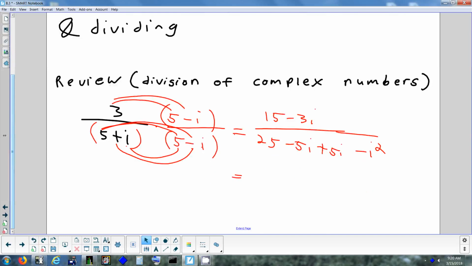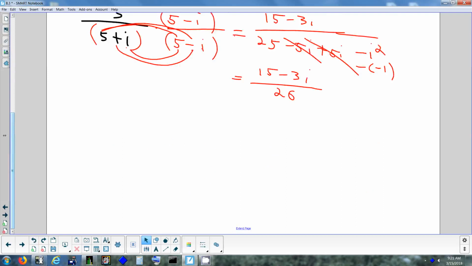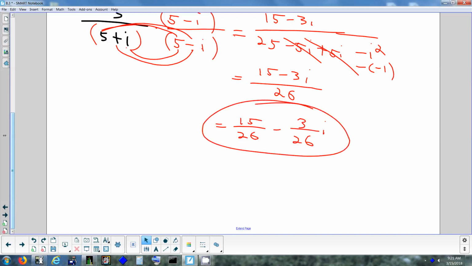So in the top, not really much we can do with that. In the bottom, negative 5i plus 5i. And what about I squared? What is that? Yep. It's negative 1. So what I really have here is minus 1. So 25 minus 1 gives me, Jay? Plus 1. Or 26. And now the last step is when you write it in standard form, you need real part. 15 over 26 minus imaginary 3 over 26, and you put your I.